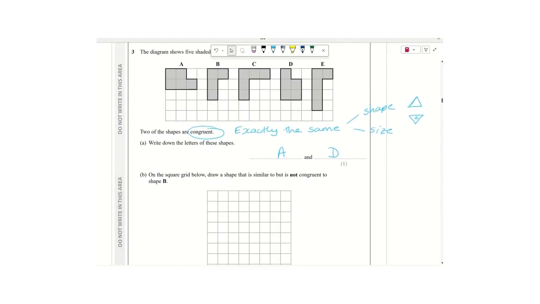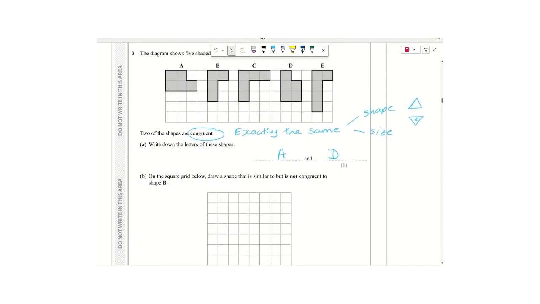And then part B is asking us to draw a shape that is similar but not congruent to B. So similar means the same shape enlarged. So that means every side must be a certain number of times bigger. So with shape B, what I would be doing is I'm going to multiply each side by 2. So in shape B at the moment, it goes across 2. So I'm going to make it go across 4. So 1, 2, 3, 4.